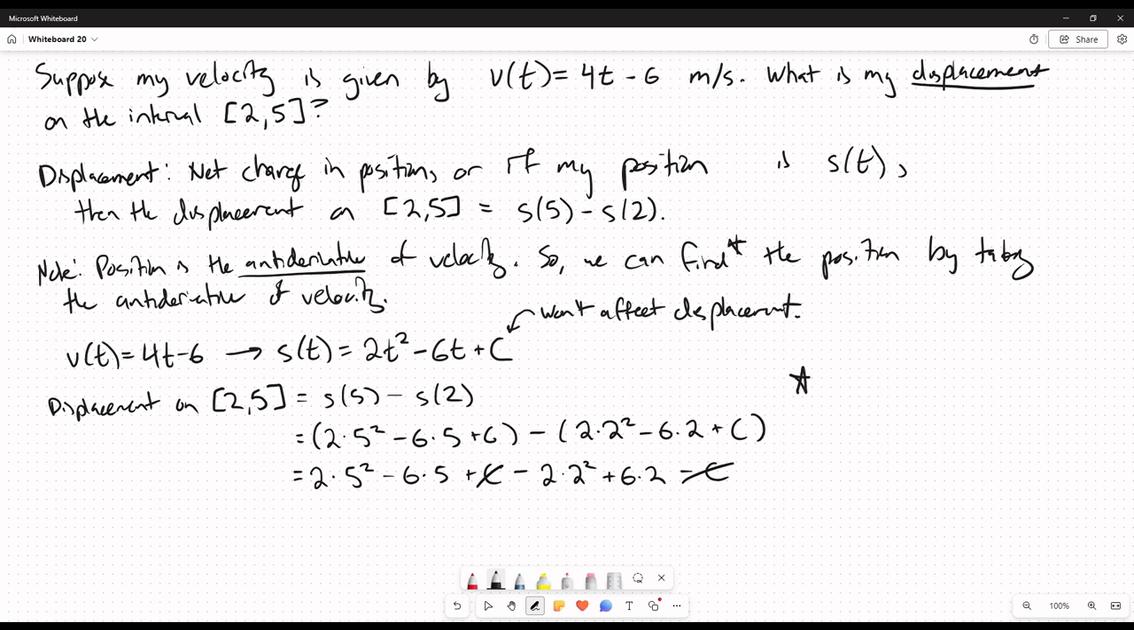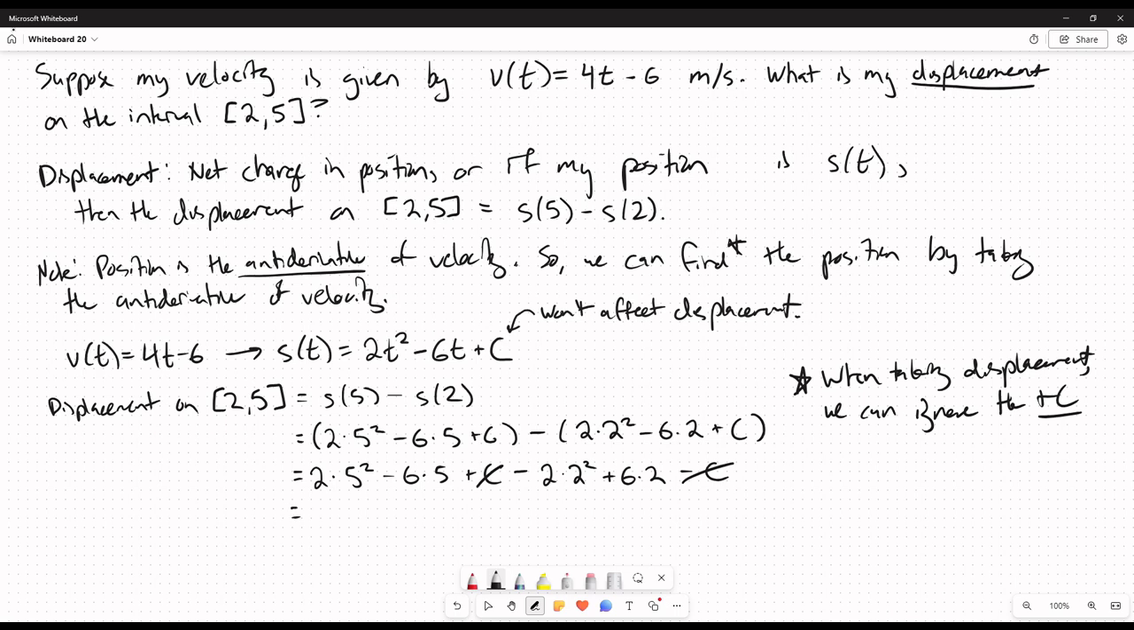So when taking displacement, we can ignore the plus c. From here on out, when you're doing a displacement problem like this, you don't even need to write the plus c here. It's just going to end up canceling out when we do the displacement, so it's not needed.